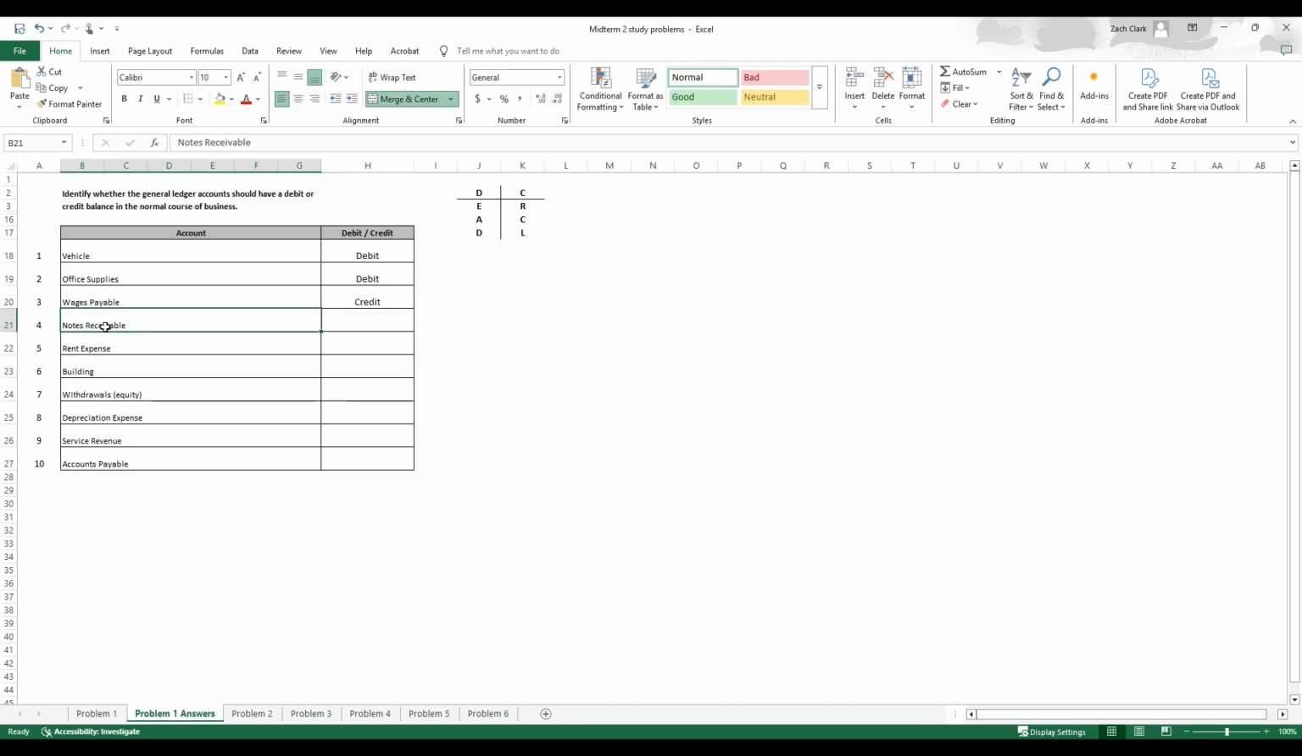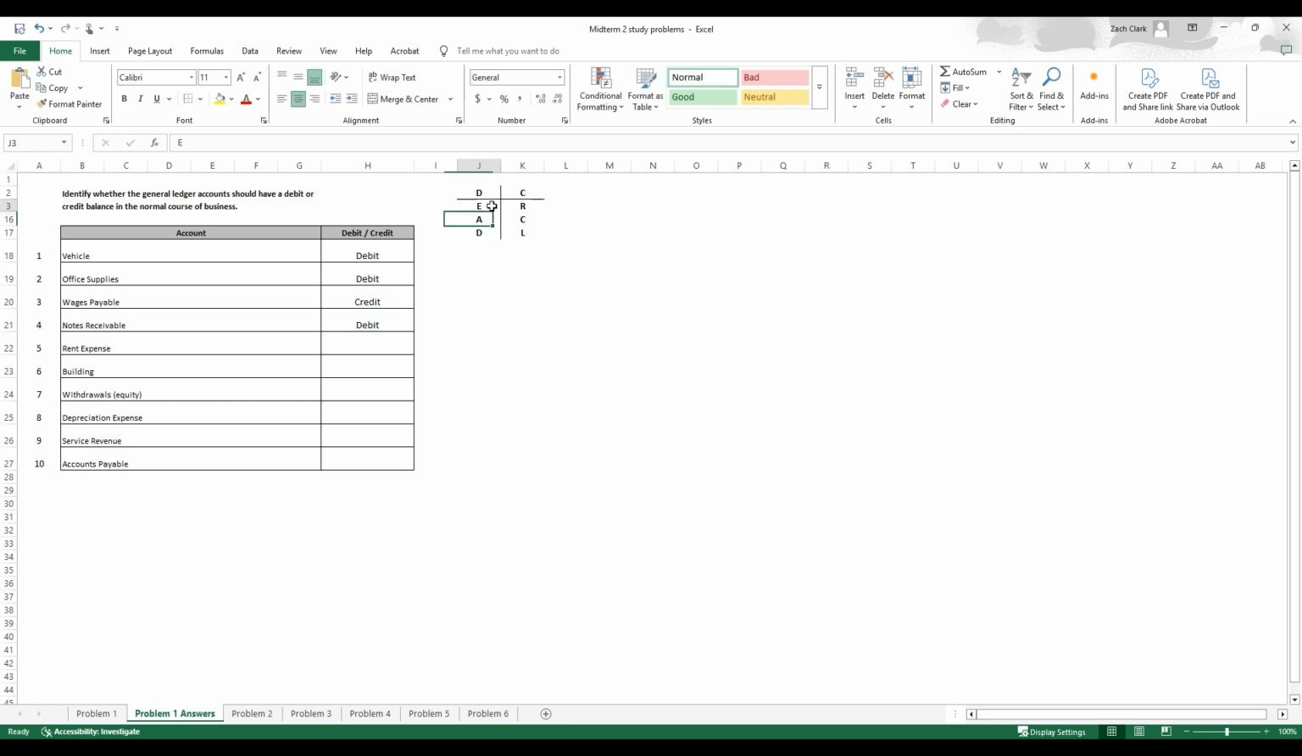Notes receivable. So anytime you see receivable, that's going to be something that the business is going to receive. So kind of the opposite of a liability. And we own that right to receive those funds in the future. So anything with receivable on it is going to be an asset. And again, that's a debit normal balance.